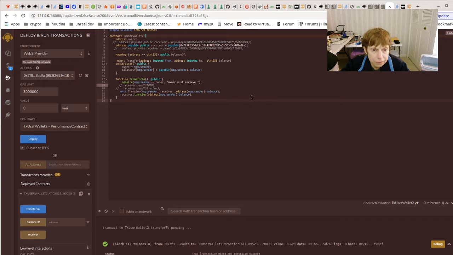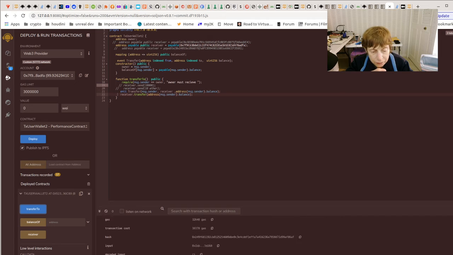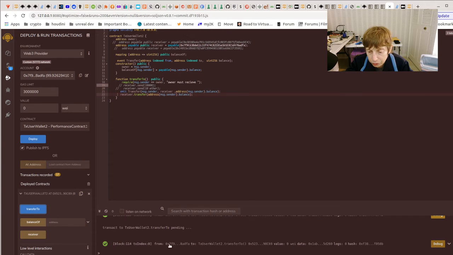But I did get this simple example working. I've already deployed it, and all I'm doing is transferring balance from to the receiver. The receiver is defined above, and it's hard-coded because I was testing. But let me show you. So I do this transfer to, and as you can see, it worked.